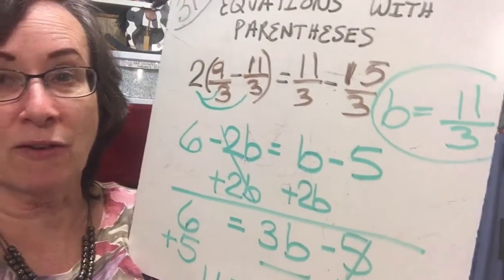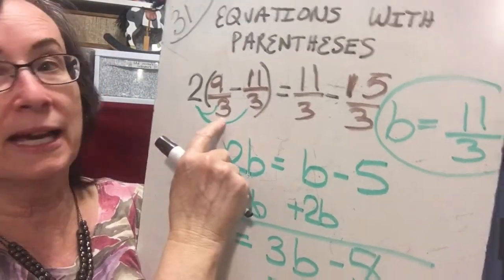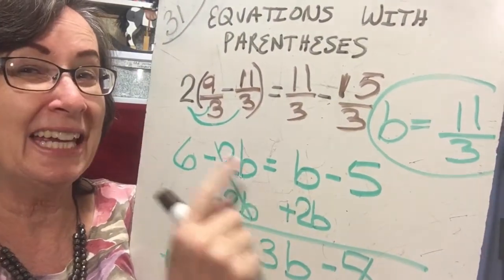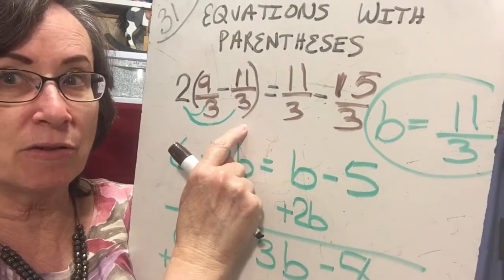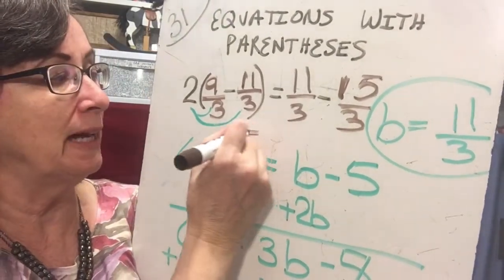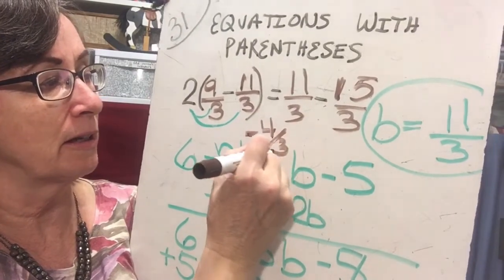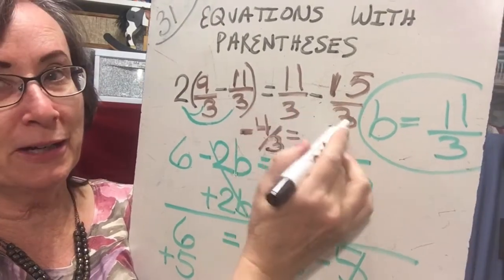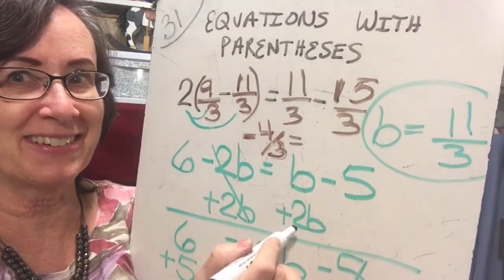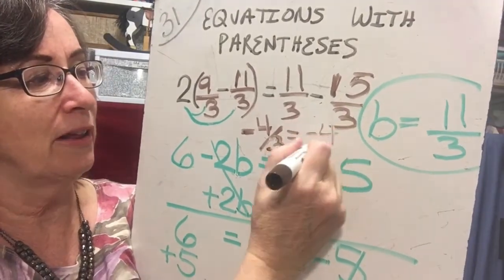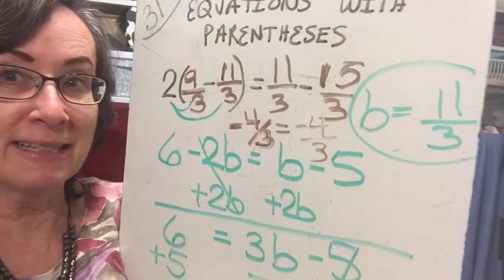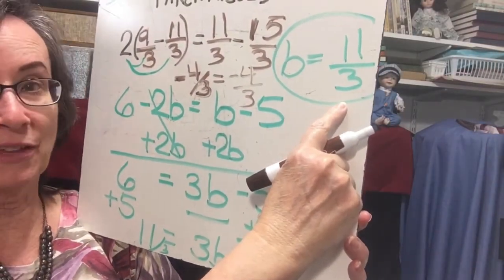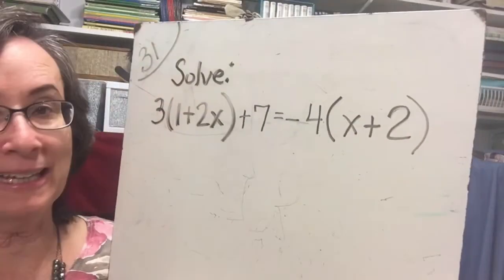Okay, so 15/3 is 5, right? So now we can do the math because we're just checking. 9/3 minus 11/3 would be negative 2/3. But negative 2/3 times 2 would be negative 4/3. Does that equal what we have over here? 11/3 minus 15/3 is negative 4/3. So since we got the same thing on both sides, it checks. And our correct answer is 11/3.